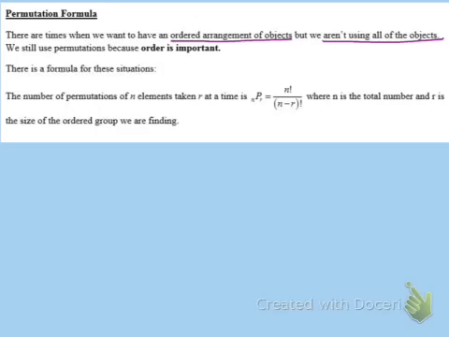But before we can use this formula, we need to figure out what n and r stand for. Now they're defined right here in our definition as n being the total number of objects and r is the size of the order we are finding. So now that we've defined the permutation formula, let's take a look at some examples.